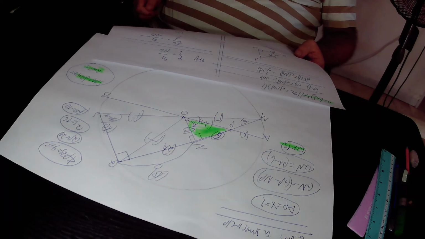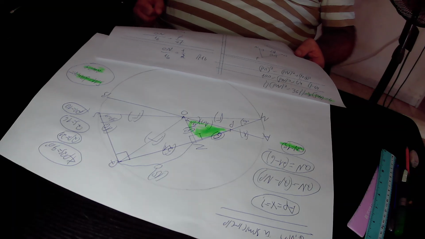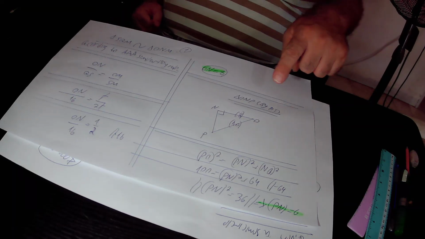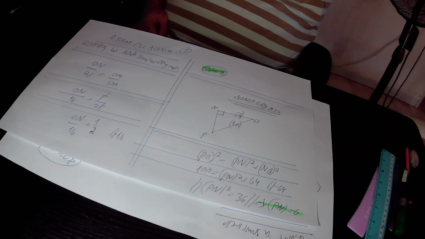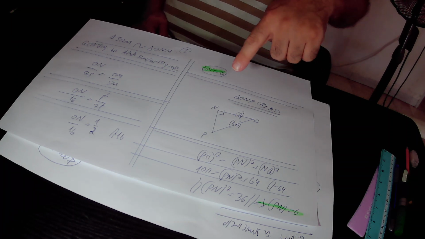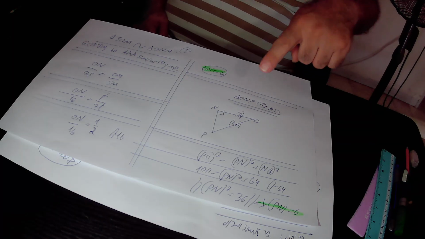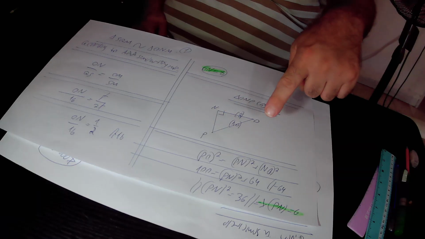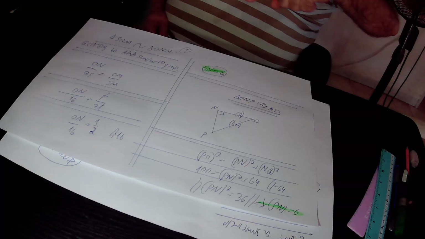According to the Pythagoras theorem, in any right triangle, the square of the hypotenuse equals the sum of the squares of the perpendiculars. This is the right triangle ONP that I copied from the original drawing. In this right triangle ONP, OP squared, the square of the hypotenuse, equals ON squared plus NP squared. So PO squared equals PN squared plus ON squared.